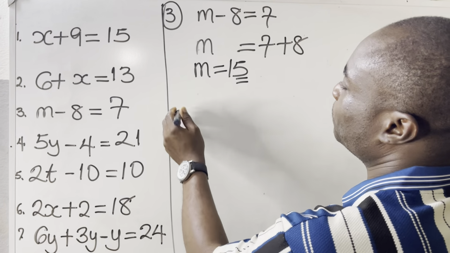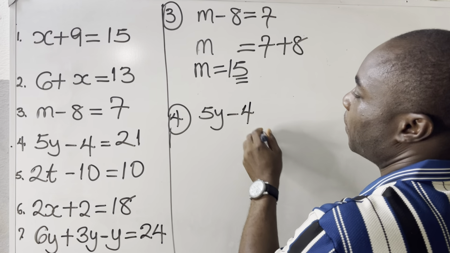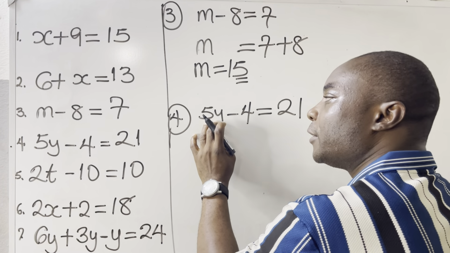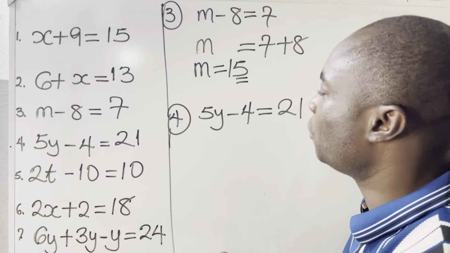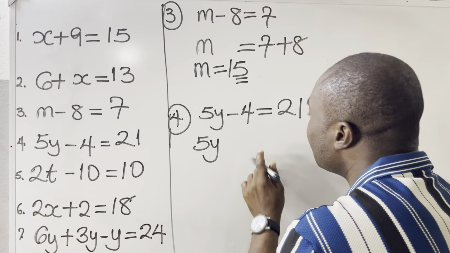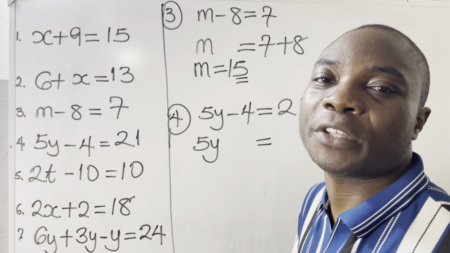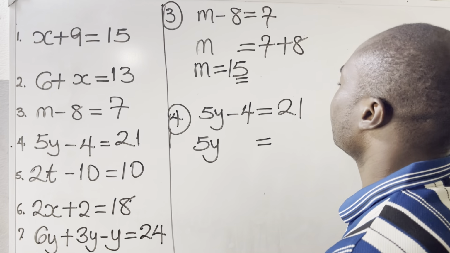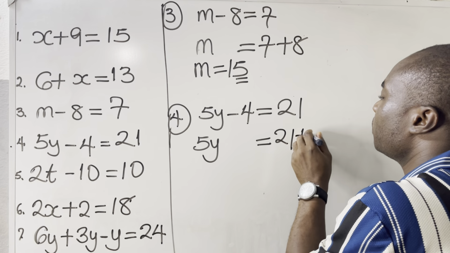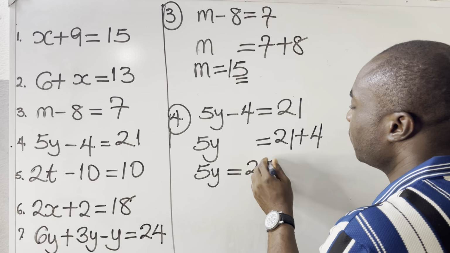So for number 4, we have 5y minus 4 is equal to 21. So we have the algebraic term with our unknown, which is 5y. We can just bring it down here. So we can bring down our equality sign. Remember, the equality sign separates one side of the equation from the other side. So I can bring down 21, and minus 4 crosses over to become plus 4. So we'll have 5y is equal to 25.